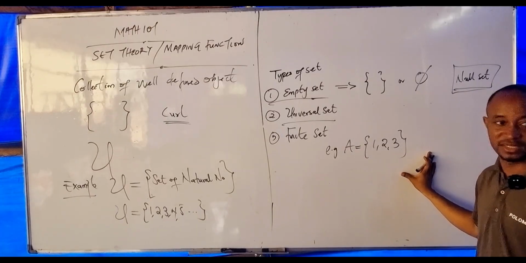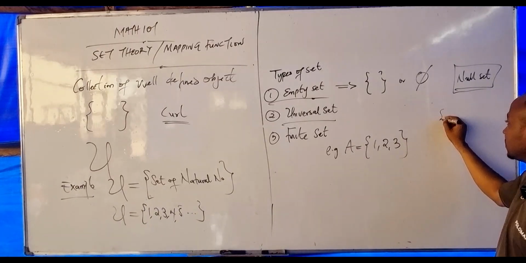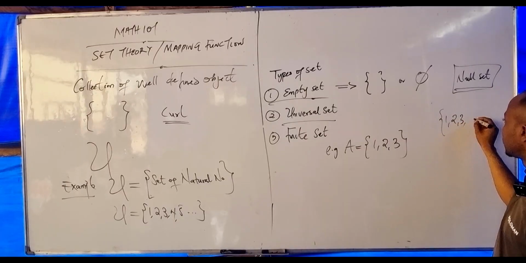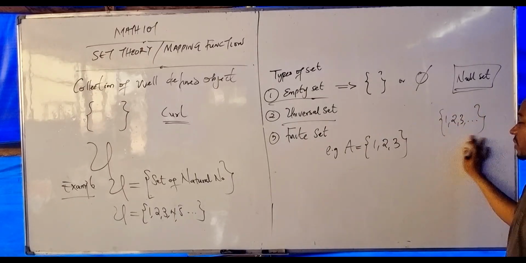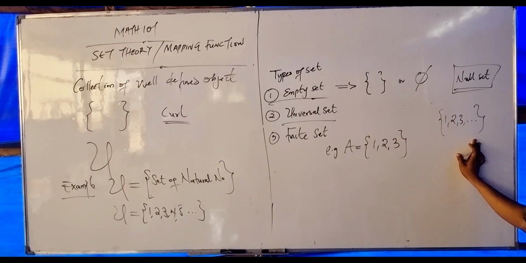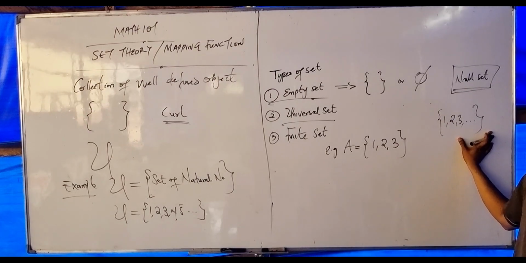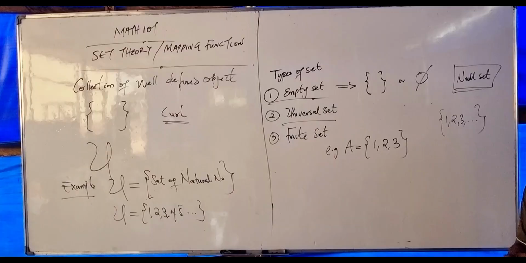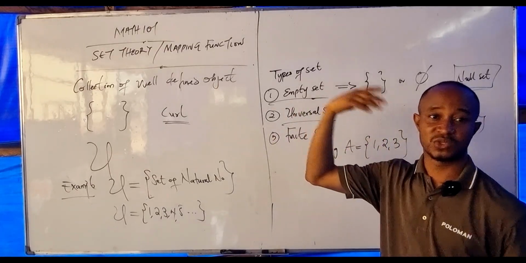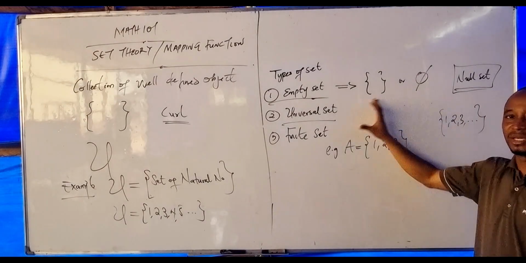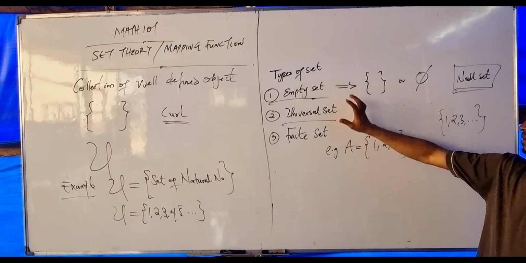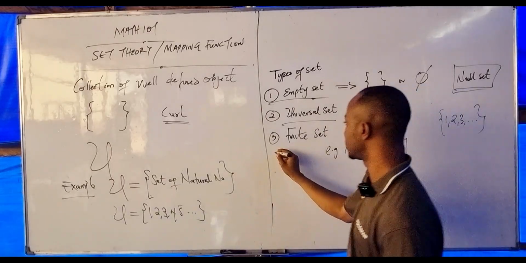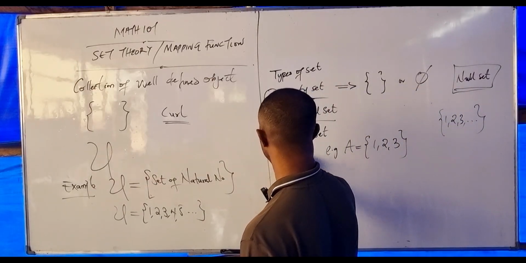But if I have 1, 2, 3, dot, dot, dot, can we call this a finite set? No, this becomes infinite, because there are other numbers there. That shows that the numbers that follow 3 are 4, 5, 6, 7, 8, down to infinity. So if numbers can be counted, they are finite.